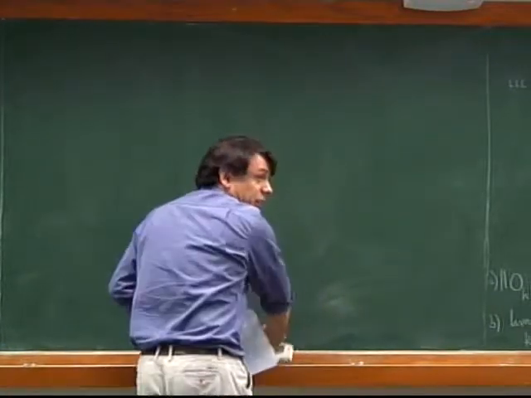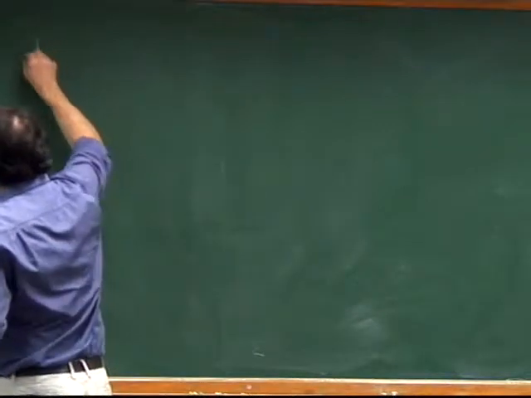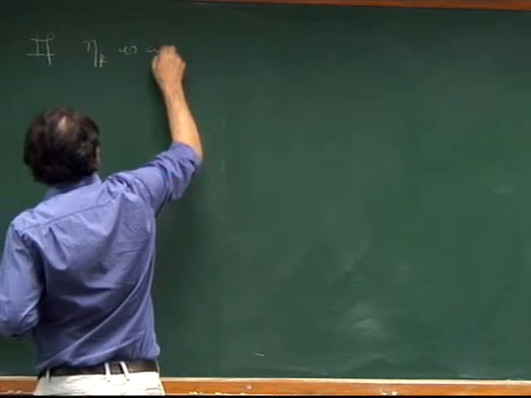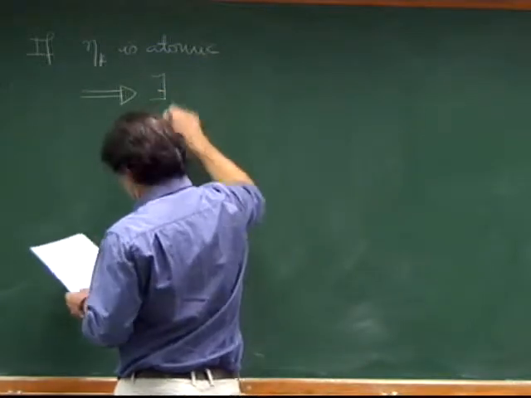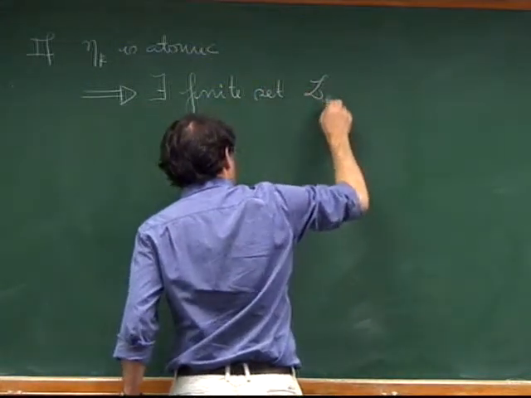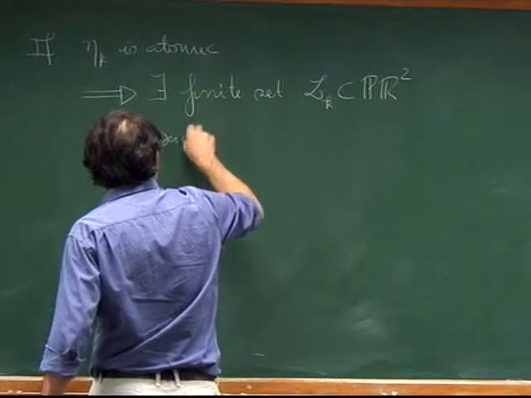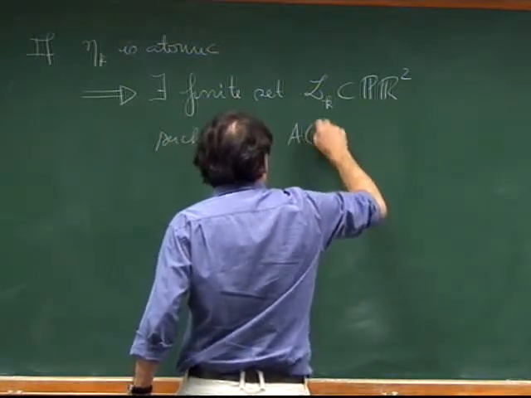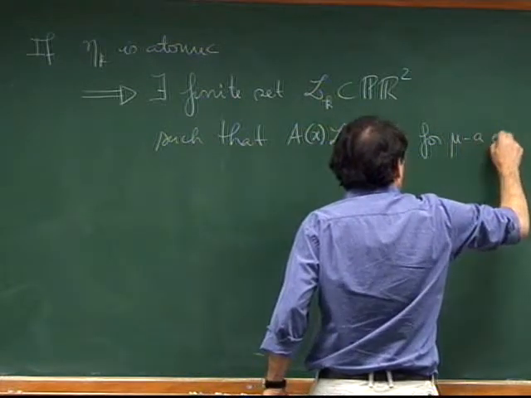So let me try to, I think I have time to give a fair idea of what we do to make this argument. So if ηk is atomic, then, as we already proved, there exists some finite set Lk contained in PR², which is invariant, such that A_x of Lk is Lk for almost every x.